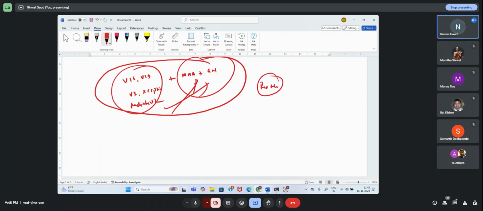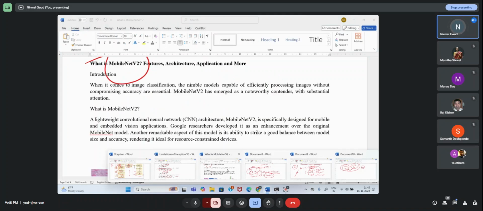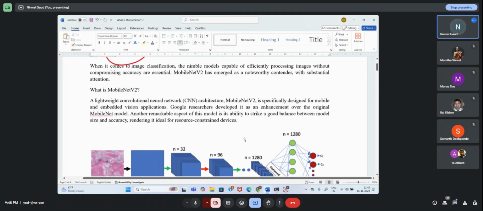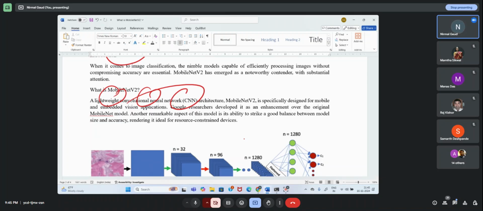Okay, what is present in MobileNet? MobileNet is a small architecture. Okay, so MobileNet is a lightweight CNN architecture. It is specially designed for mobile and embedded computer vision. That means if you want to perform classification and all the tasks, you can install this on mobile.